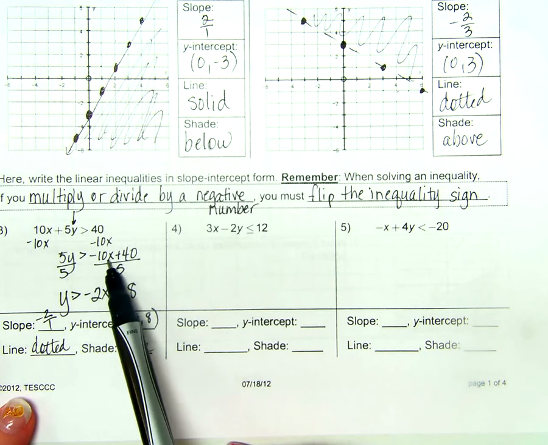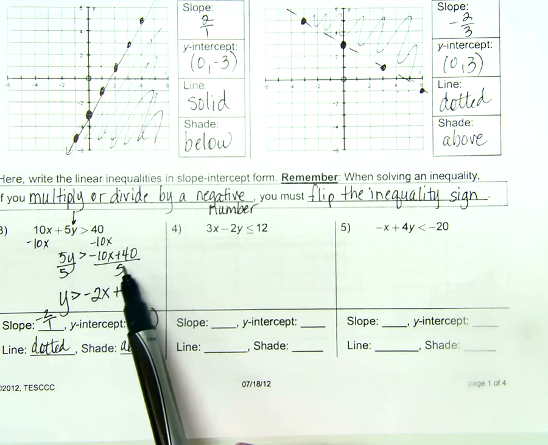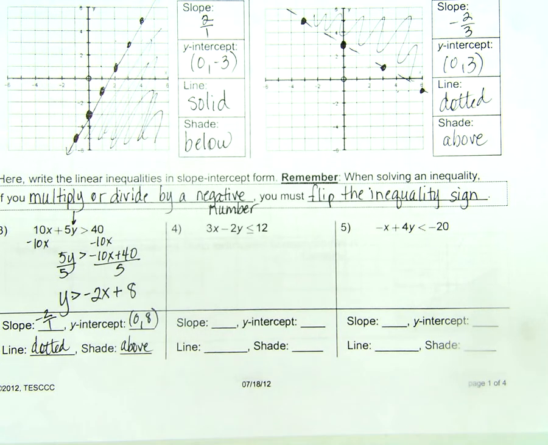I can't combine negative 10x and 40. This one has an x. It has a variable in it, and this one does not. It's a constant. I cannot combine those two. Okay? Are you good? Great. Okay, we'll talk in a minute, okay?